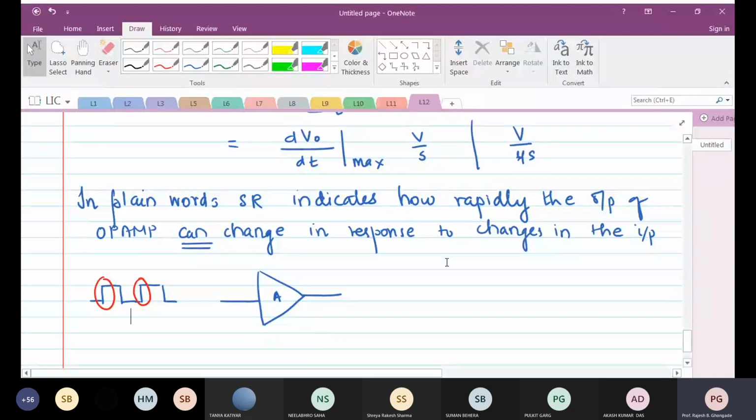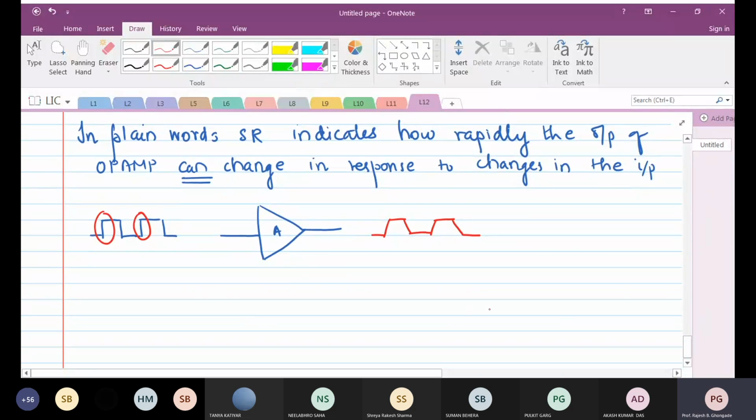Now your operational amplifier, or any amplifier as a matter of fact, will not be a perfect or ideal amplifier. So it is not capable of reproducing the same kind of output. In other words, you'll get something like this. Do you see the difference? Yes, sir. So this rate of output change with time is actually the characteristic of this amplifier. So higher the slew rate, better will be the operational amplifier, isn't it, guys?